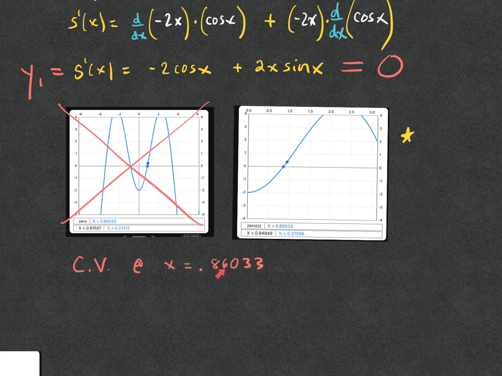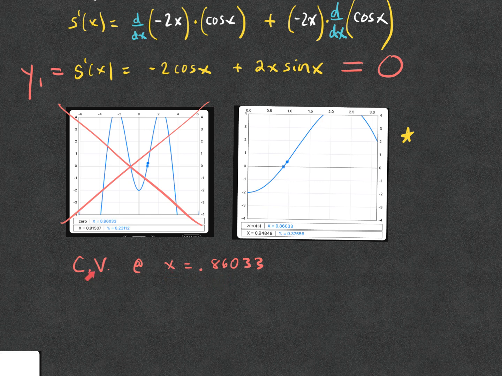To show whether it's a relative maximum or minimum, we can use the second derivative test. Remember, the second derivative test allows us to see if a critical value is a relative minimum or maximum. What is the second derivative at 0.86033? If it's positive, then we have ourselves a relative maximum. And if it's negative, then we'll have ourselves a relative minimum at this x value.